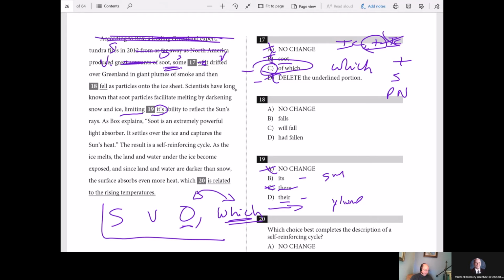Let's test it out. Scientists have long known that soot particles facilitate melting. Soot particles, subject, verb, melting, right? They facilitate melting by darkening snow and ice. These are my objects. So if snow and ice limit the ability to reflect the sun's rays, limiting its ability to reflect the sun's rays, what are we referring to? The soot particles facilitate melting by darkening the snow and ice, which then limits their ability to reflect the sun's rays. Okay, so we go with D on that one.